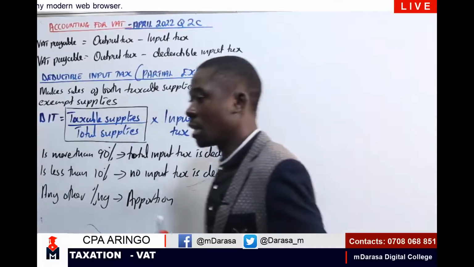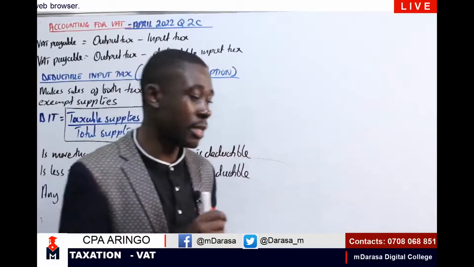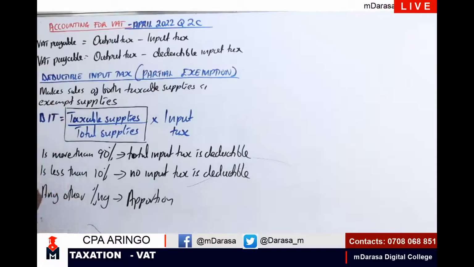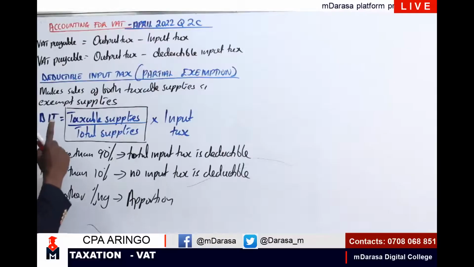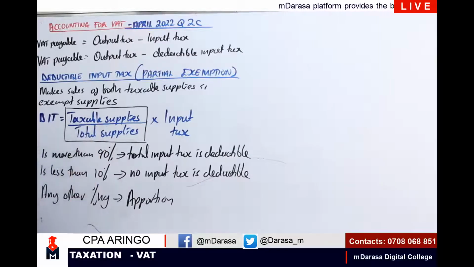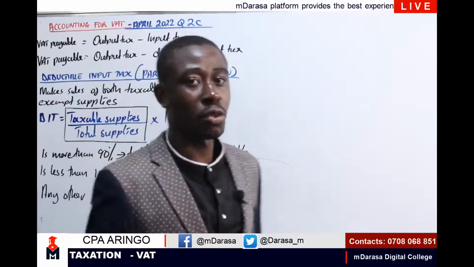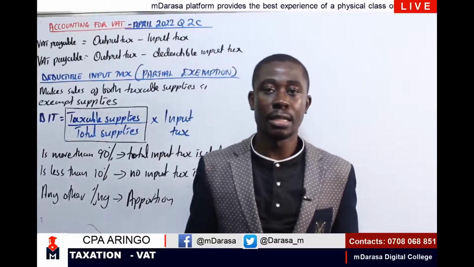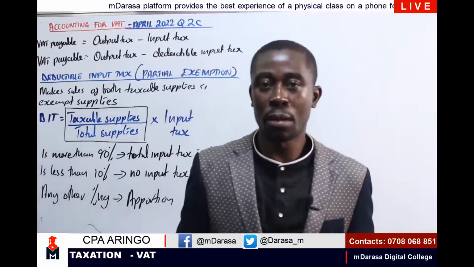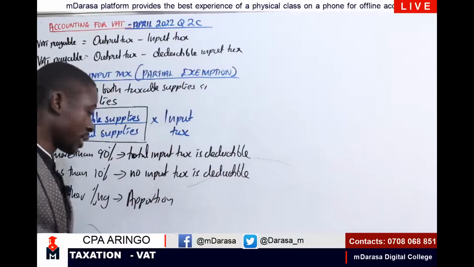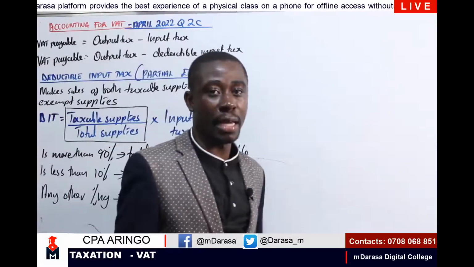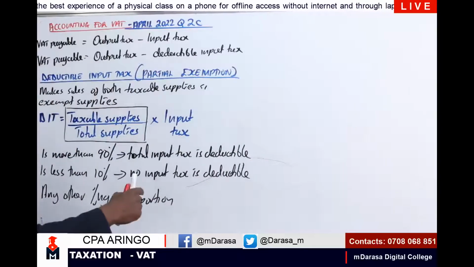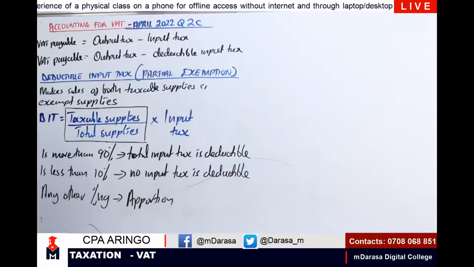I'm repeating this statement again because it's very vital. It's only that I didn't emphasize it in our previous class. For us to determine our deductible input tax, the taxable supplies will include standard rated supplies, zero rated supplies, and other rated supplies, which of course are petroleum products. Whereas total supplies will include the first three plus the exempt supplies. That is what will give us the total supplies.